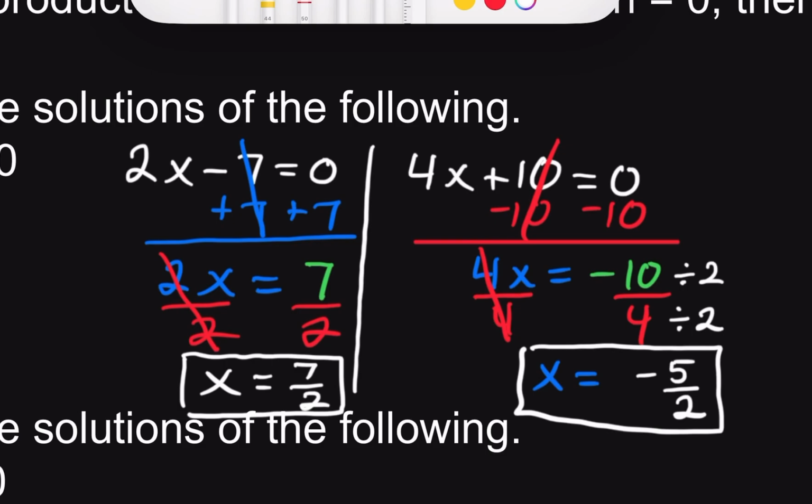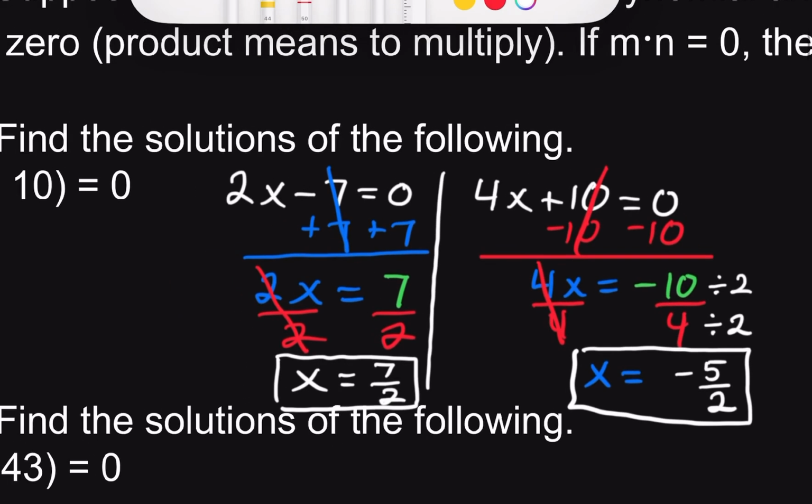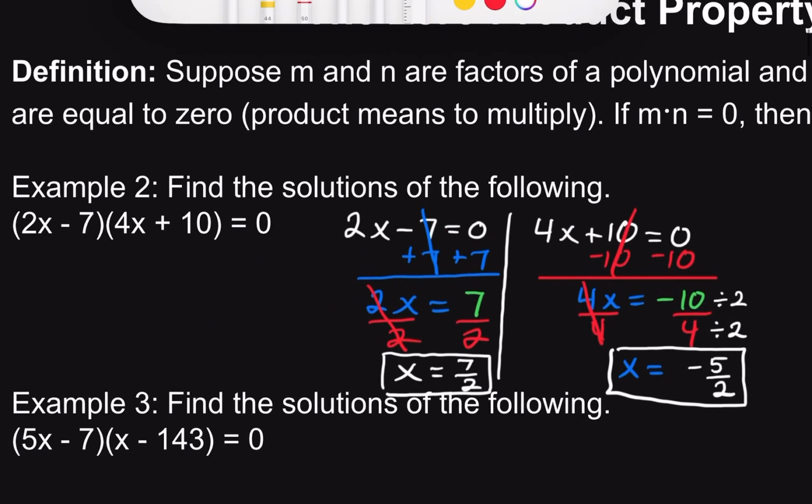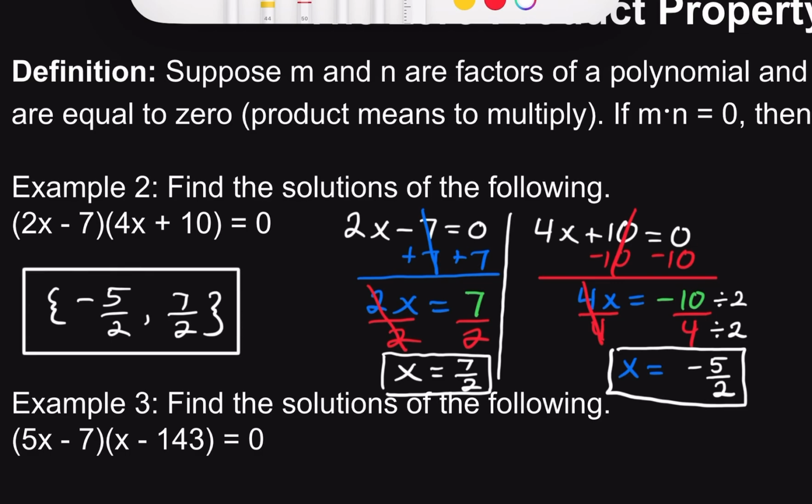So my solution set in this case will consist of the following. The solutions to this quadratic equation in order is going to be negative 5 halves, comma, 7 halves. I like to put them in order. Order doesn't matter, but I like to put them in order. And that is it for this example.